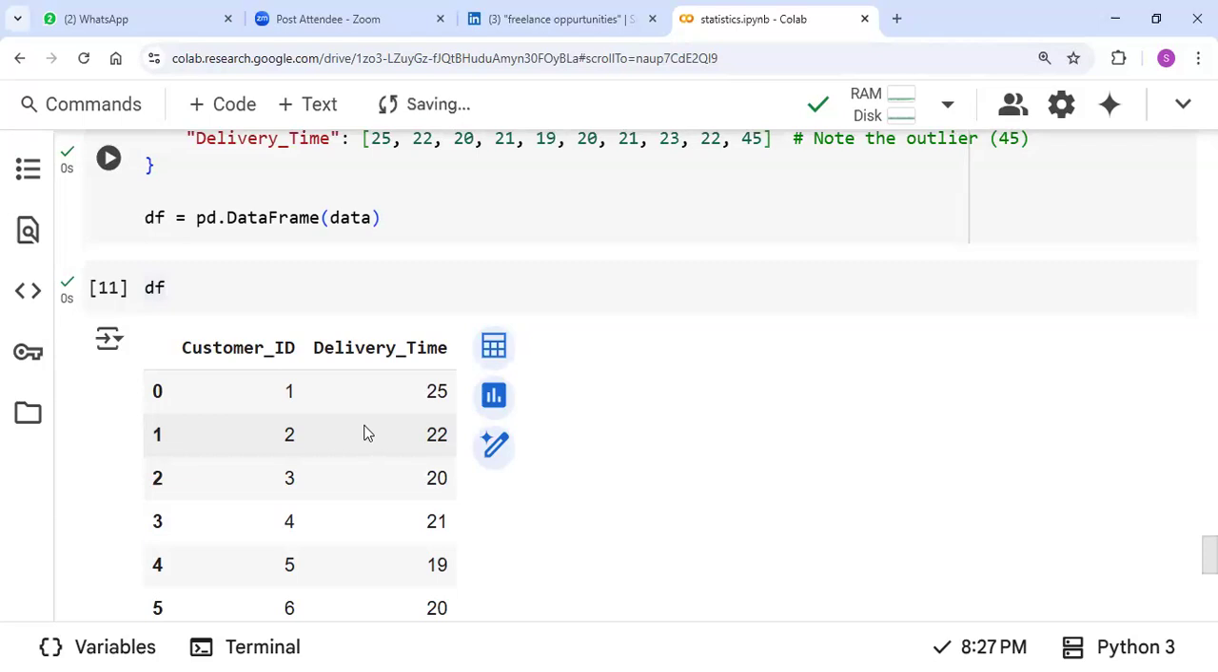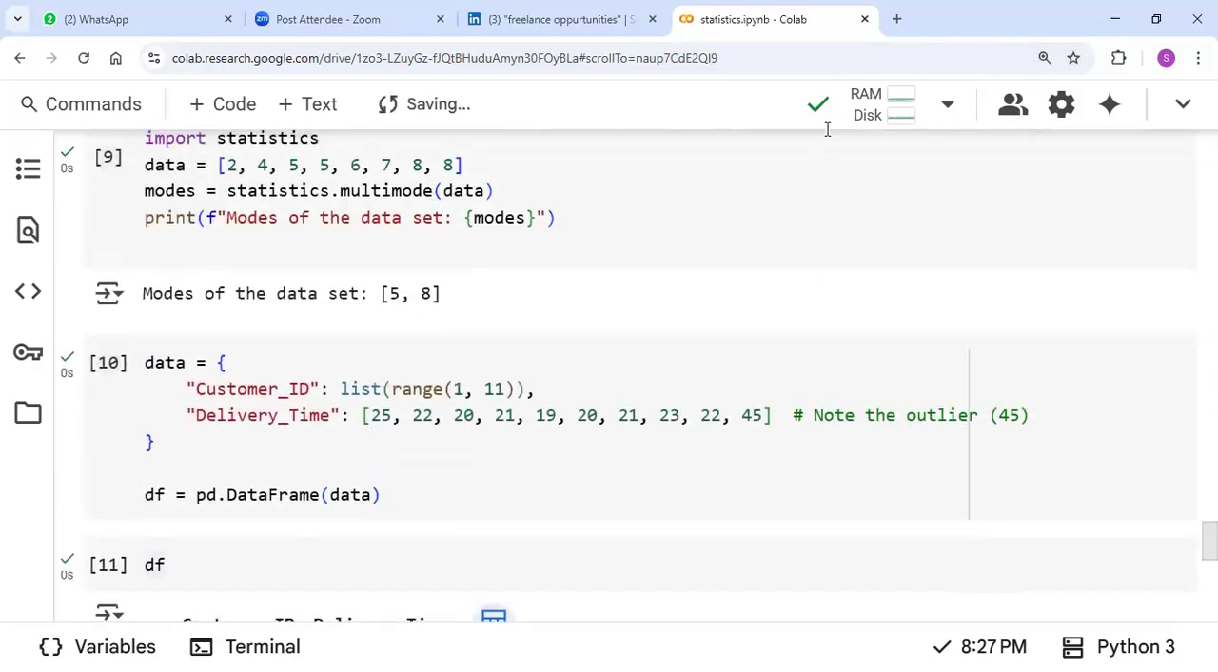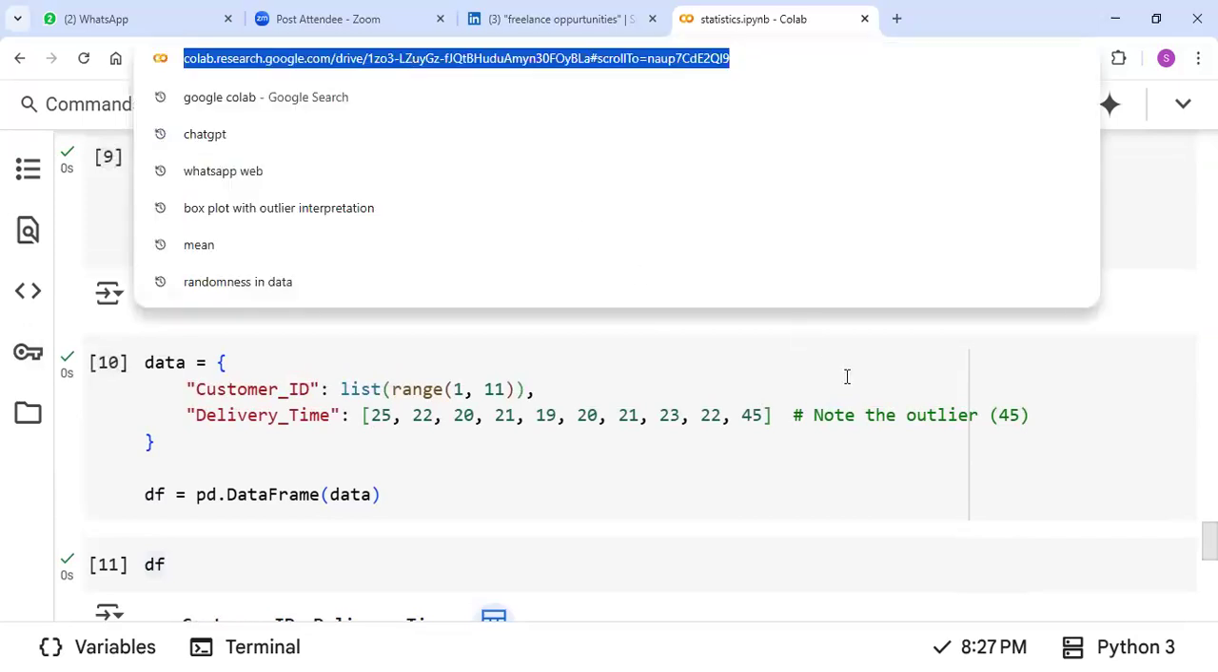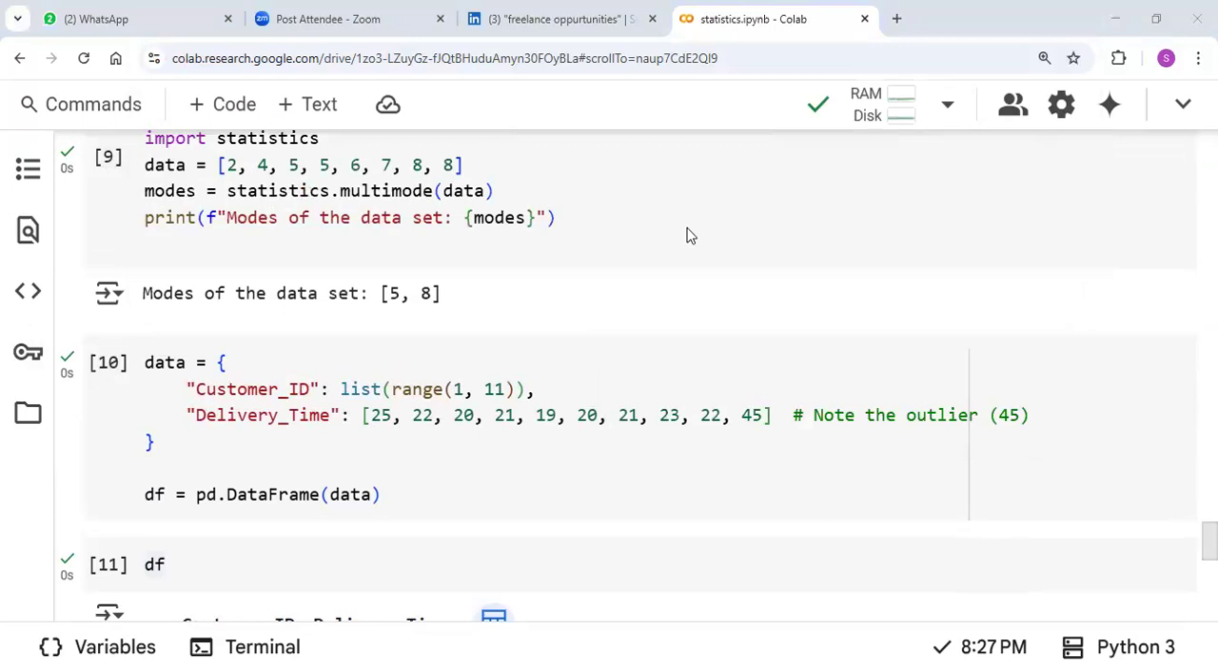Where did you share the file? I didn't receive the file in the chat. I shared it in the beginning itself. Okay, let me share one more time. Sorry, I joined late. Okay, fine, that's okay.